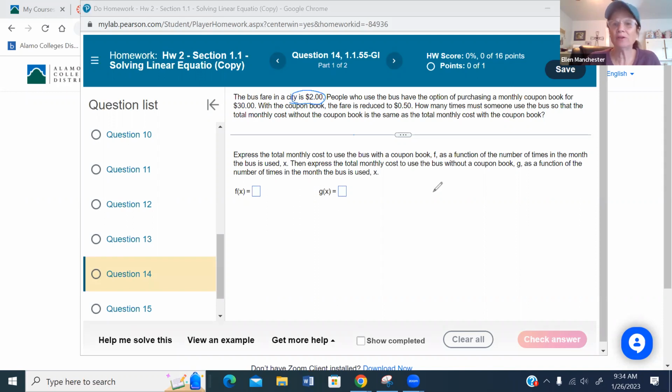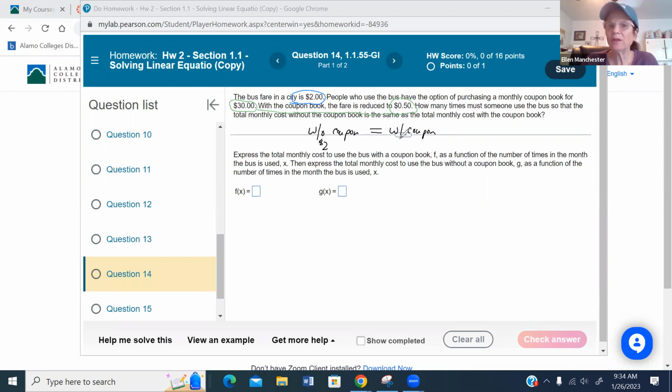We have a $2 bus fare. Second piece of information: we have a coupon book for $30, and I'm going to link it. When I purchase the coupon book, now the bus fare is 50 cents per bus ride. What they're asking is, when is the cost without the coupon book, which is $2 per ride, going to be the same as with the coupon book? That's the question. When is it the same?